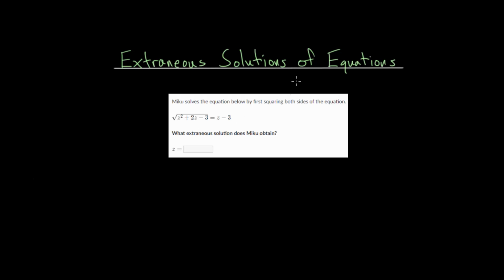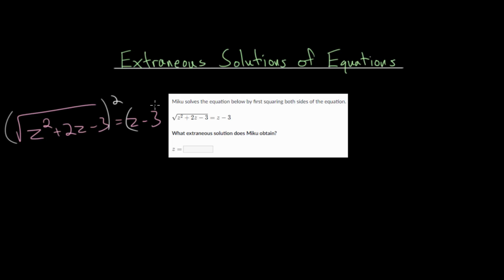So for this first problem, we want to solve the equation below by squaring both sides of the equation so that we can find that extraneous solution. So let's start with just rewriting. The square root of z squared plus 2z minus 3 is equal to z minus 3. And to solve any square root equation, you want to get rid of the square root by squaring. So we will square each side of this equation.